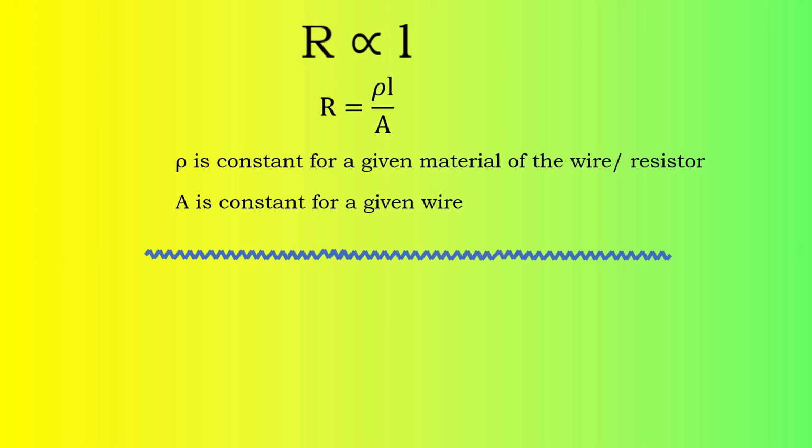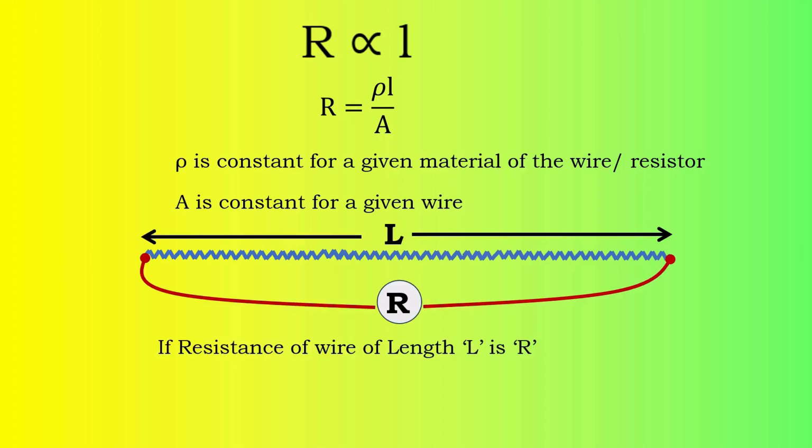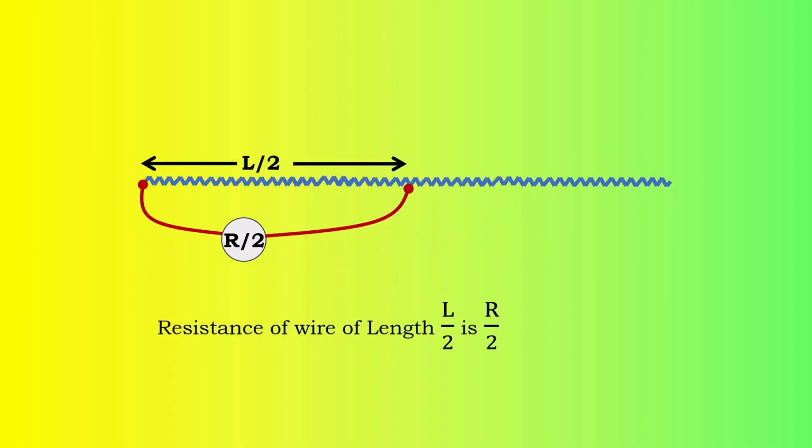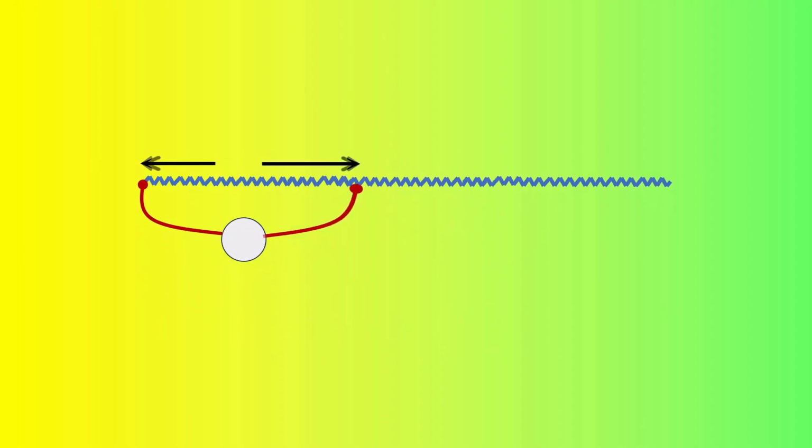So, if a wire of length L has a resistance R, then a wire of length L by 2 will have a resistance R by 2. Similarly, a wire of length L by 3 will have a resistance R by 3, and a wire of length L by 4 will have a resistance R by 4. In short, for the same material and thickness, if the length becomes 1/3, the resistance becomes 1/3. If the length becomes 1/4, the resistance becomes 1/4. Now let's apply this idea to our question.